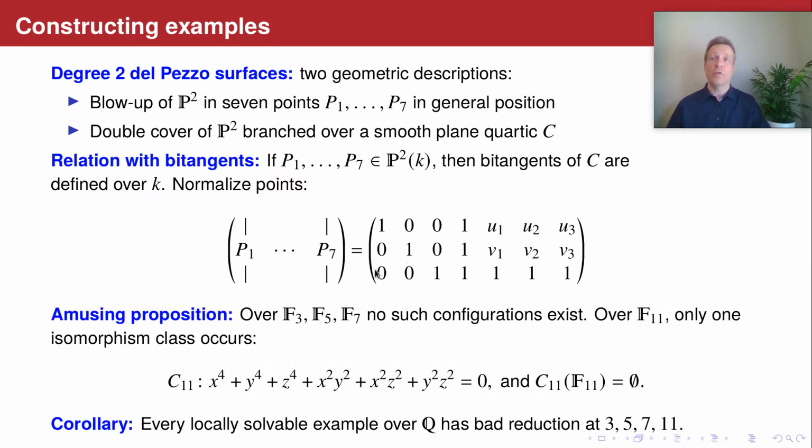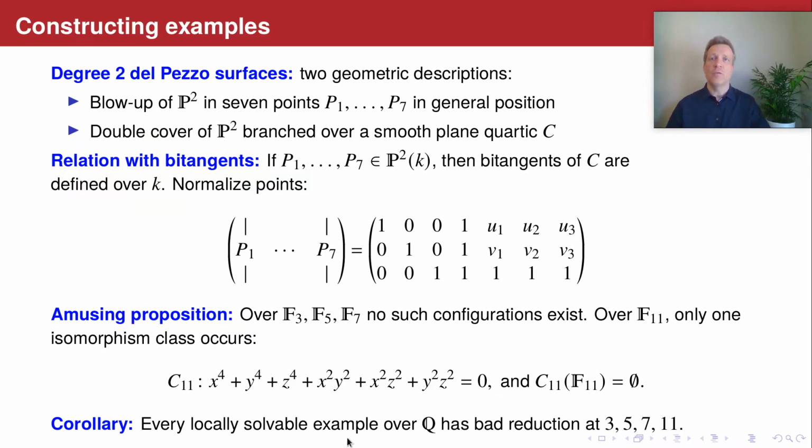This configuration already leads to an amusing proposition. Over F3, F5, and F7, there are simply no such configurations. The projective planes over these fields have too few rational points to find 7 in general position. Over F11, one can find points in these configurations, but it turns out that they all lead to isomorphic curves, and it turns out that the one curve that has all its bitangents defined over F11 is pointless over F11.